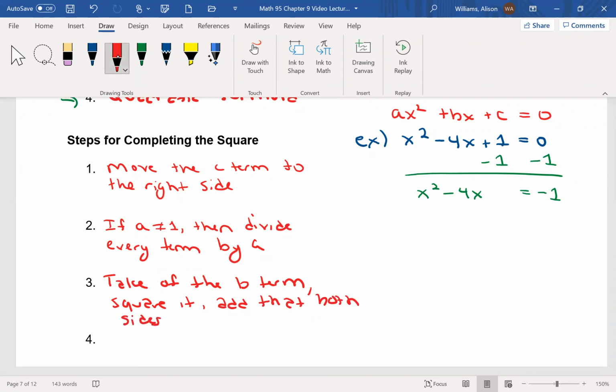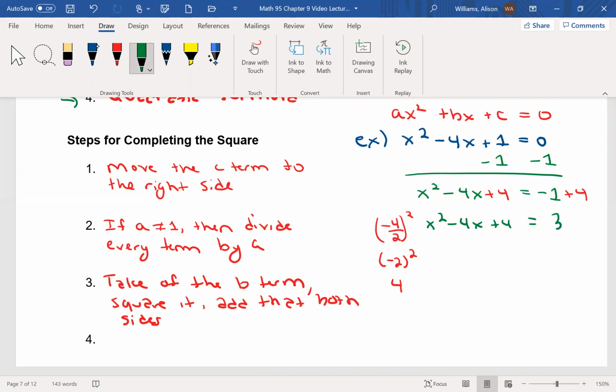So in this case, we'd be taking half of -4. And I like to do the work over here on the left. So half of -4 is -2. And then I'm going to square -2, which is going to be 4. And that is what I'm going to add to both sides. So in that little blank space I left, I'm going to put +4 on both sides. So here's what I have. On the left side, I have x squared minus 4x plus 4. And on the right side, I have 3.